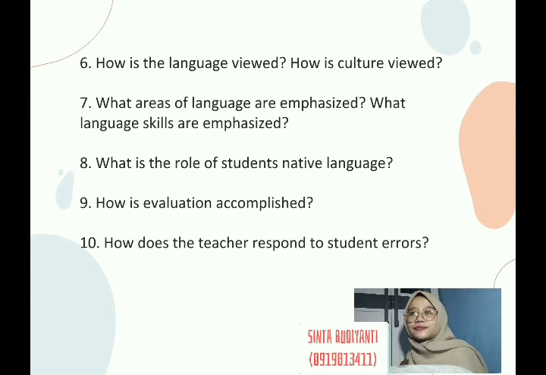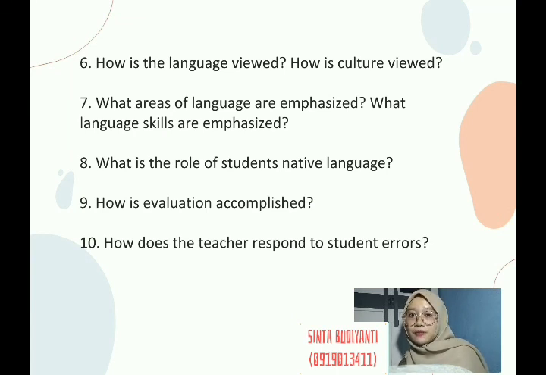Number 8. What is the role of the student's native language? The meaning of the target language is made clear by translating into the student's native language. The language that is used in class is mostly the student's native language. Number 9. How is evaluation accomplished? Written tests in which students are asked to translate from their native language to the target language or vice versa are often used. Questions about the target culture or questions that ask students to apply grammar rules are also common.